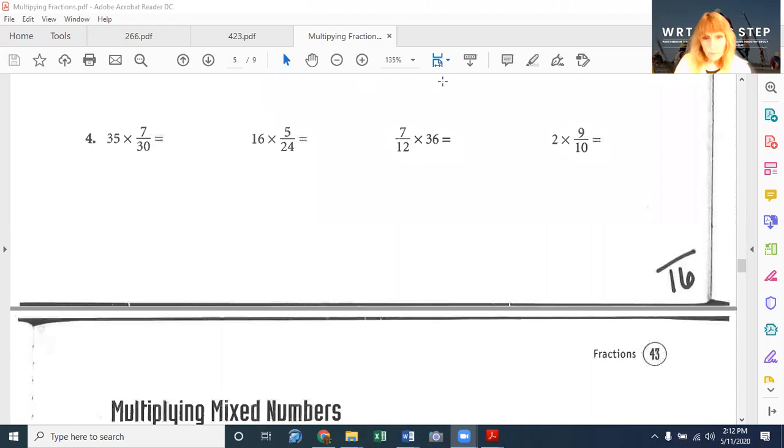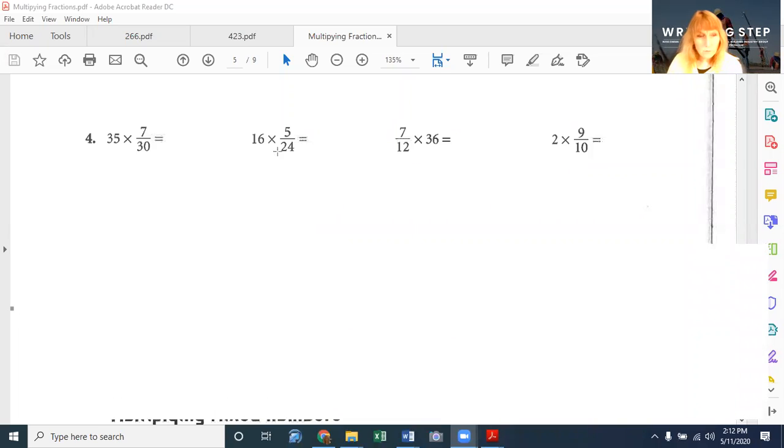So if we look at row 4, let's do the first one. And we have 35. So we are going to change the 35 to 35 over 1. And we're going to multiply the top numerators, 35 times 7, and the bottom, 1 times 30. However, I noticed that I can do a little bit of canceling before I even multiply.